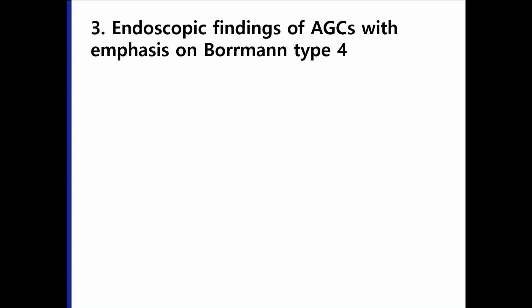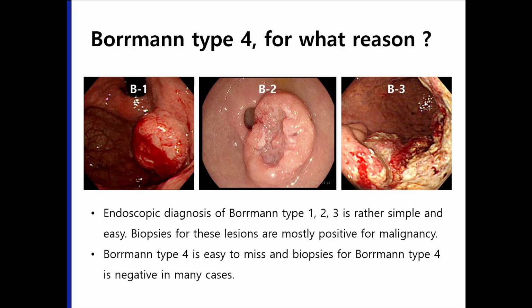Next topic is endoscopic findings of AGCs with emphasis on Borrmann type 4. Why is Borrmann type 4 so important? Endoscopic diagnosis of Borrmann type 1 to 3 is rather simple and easy. Biopsies for these lesions are mostly positive for malignancy, but Borrmann type 4 is easy to miss, and biopsies for them are negative in many cases. So I can say that Borrmann type 4 is the key of endoscopic diagnosis of advanced gastric cancers.